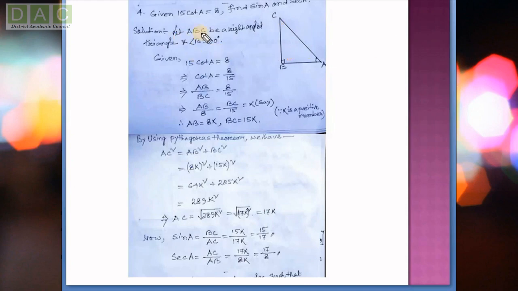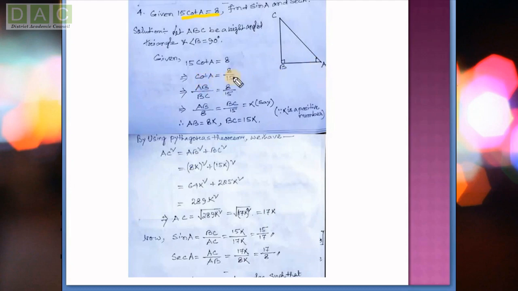Now write the solution. Let ABC be a right angle triangle and angle B is 90 degrees. Now given 15 cot A equals 8. Now cot A implies, next line, cot A equals 8 by 15. Then you see cot A equals, how will you get AB by BC?